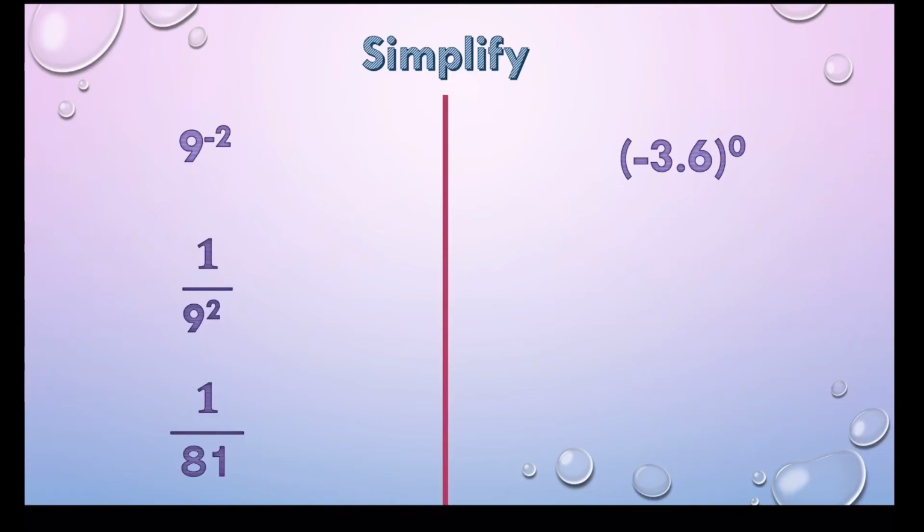Now come over and look here. Notice how that negative is inside the parentheses with the 3.6. We said anything to the power of 0 is, you got it, 1. Okay?